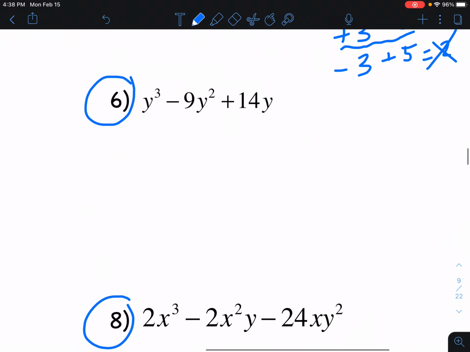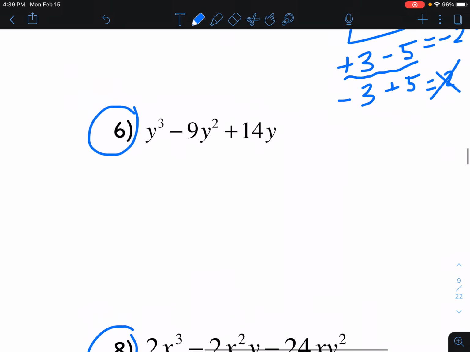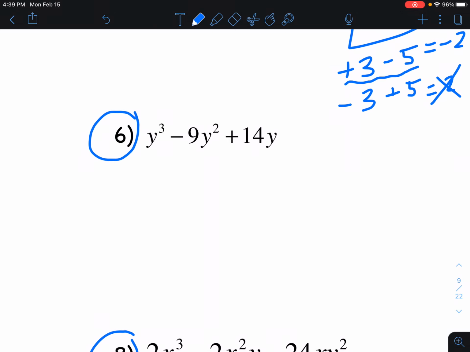Moving on to letter 6, I'm looking for common factors. I do have a common factor here. What is common to all three of these terms?